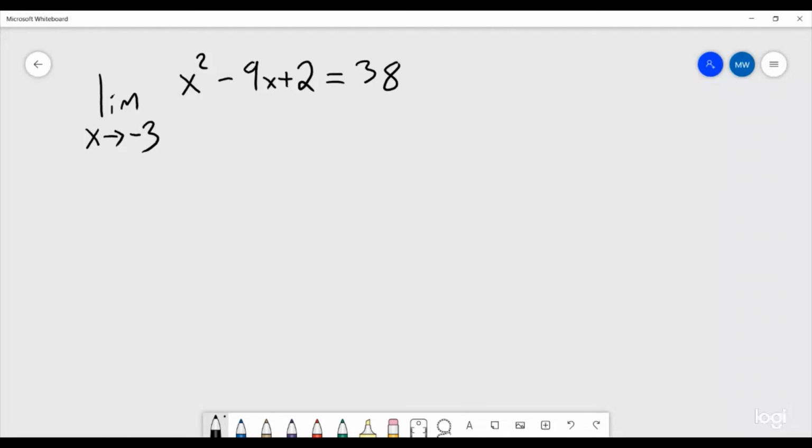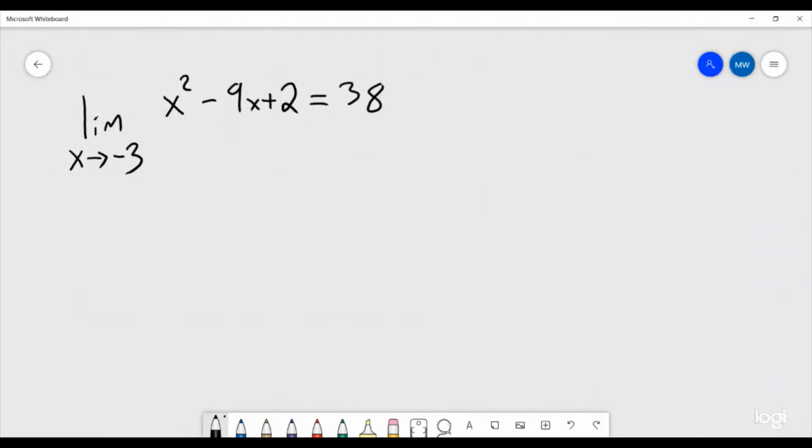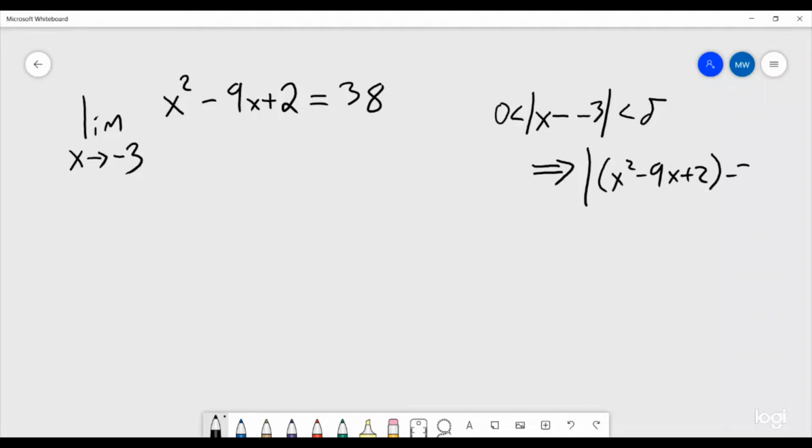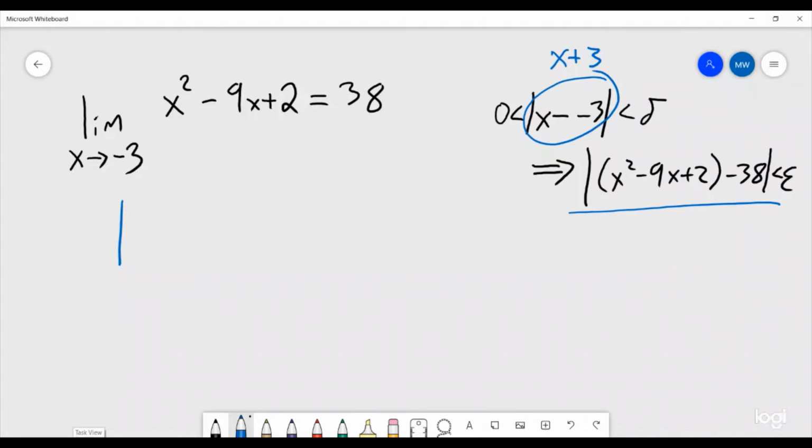So again, we're going to want to start out with 0 less than the absolute value of x minus negative 3 is less than delta, and we want that to imply that the absolute value of x squared minus 9x plus 2 minus 38 is less than epsilon. So we're going to, again, start with this and try to pull out an x minus negative 3, or in other words, pull out an x plus 3. So let's just start out by looking at the quadratic being less than epsilon.